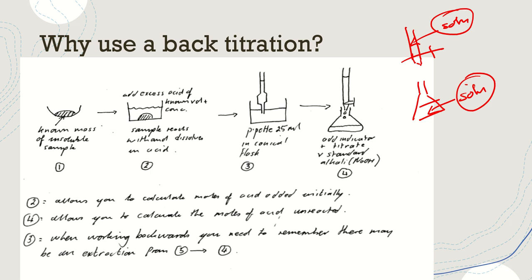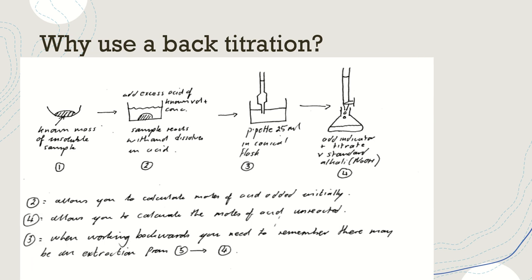Now there's lots of things that are not soluble in water, but you still want to analyse them in terms of their percentage purity, or the percentage biomass or similar. So therefore we cannot use a titration in the traditional sense that you would have used last year. So we have to adopt a different strategy. And that different strategy is the back titration.